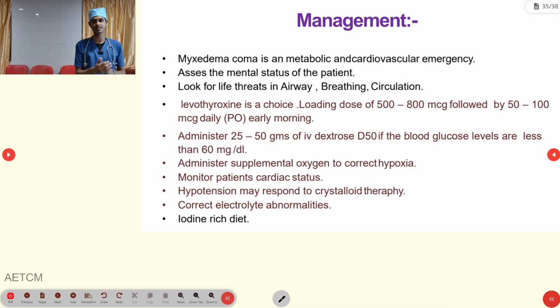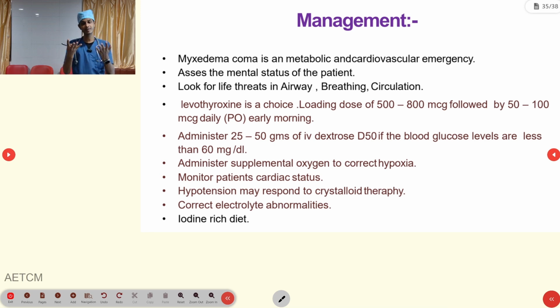And the other important thing we discussed is heart rate, right? There will be bradycardia. If you find symptomatic bradycardia, the ideal choice is injection atropine 1 mg, to a maximum of 3 mg. So that is regarding bradycardia.